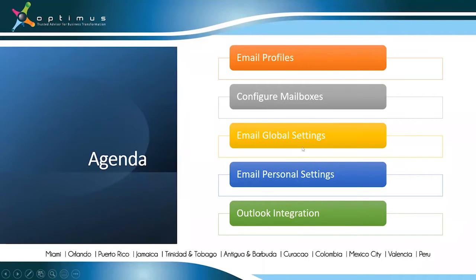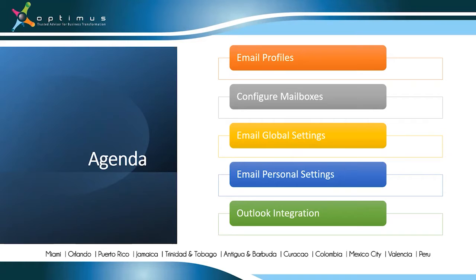The idea is that we are going to be reviewing the email profiles. What are the types or kinds of profiles that you could configure? How you could configure the mailboxes. That is the next step that you need to do after configuring the profiles. I'm going to explain the email global settings and the email personal settings because there are specific things that you probably need to know on each of these topics.